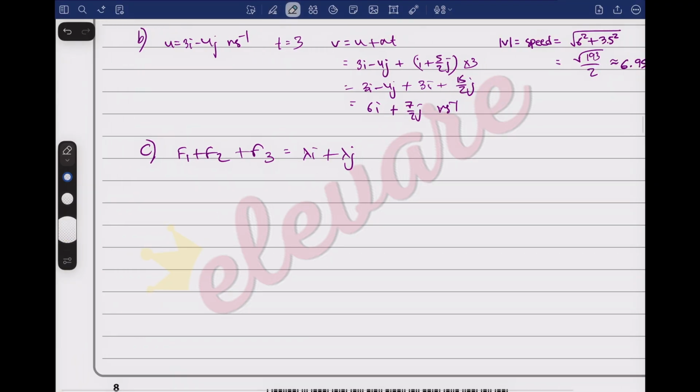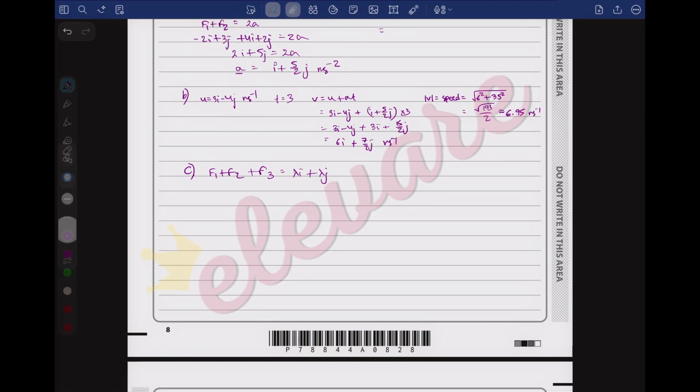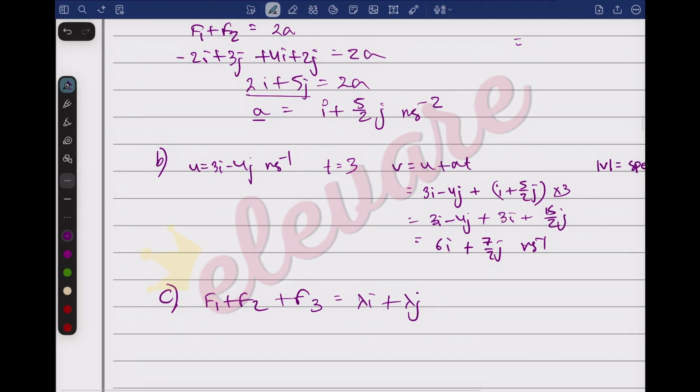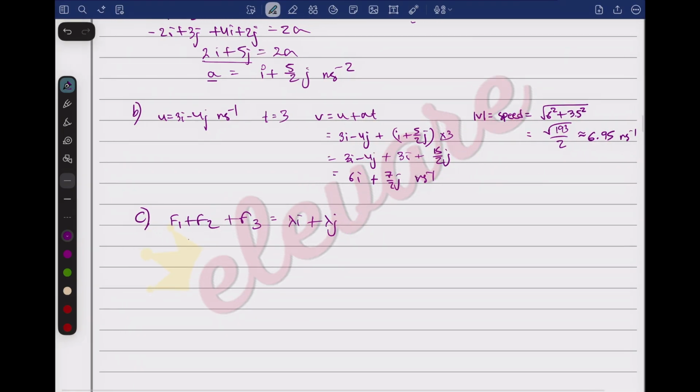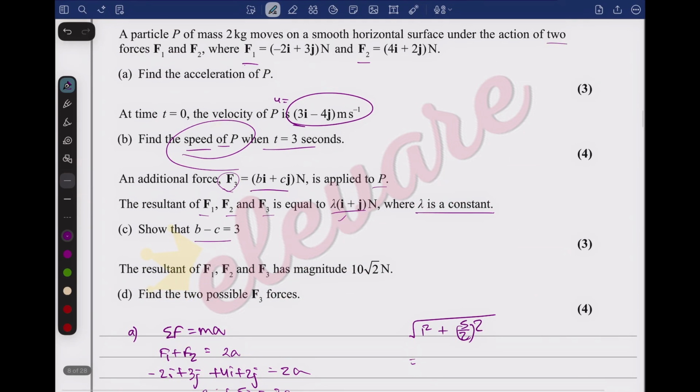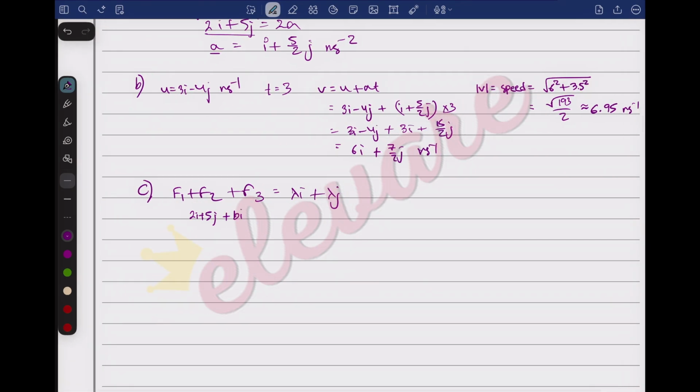Now, what is F1, F2, and F3? Well, we already know what F1 plus F2 is. That is 2i plus 5j. We already had that from part A. So 2i plus 5j plus, what is F3? F3 is Bi plus Cj. So let's write that down. Bi plus Cj equal to lambda i plus lambda j.